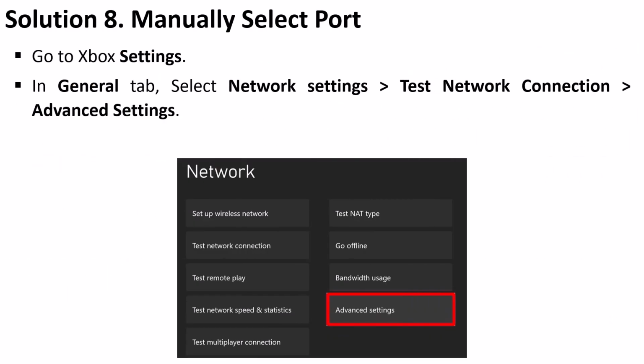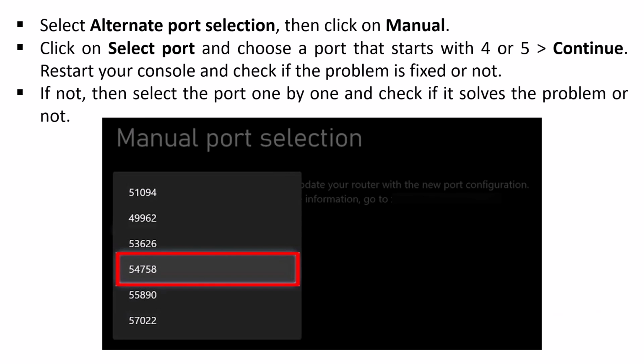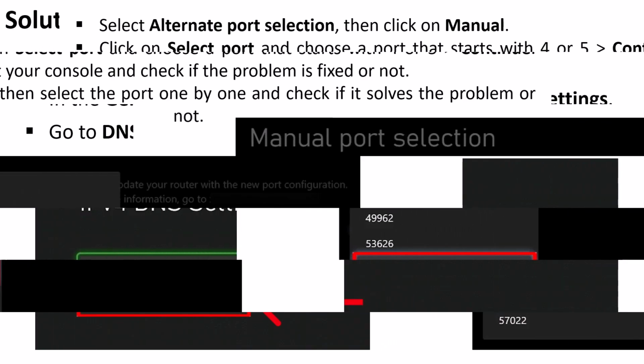Solution 8 is to manually select port. So go to Xbox settings, in General tab, select Network Settings, Test Network Connection, Advanced Settings. Select Alternate port selection, then click on Manual, click on Select port and choose a port that starts with 4 or 5, continue. Then restart your console and check if the problem is fixed or not. If not, then select the port one by one and check which one works for you.